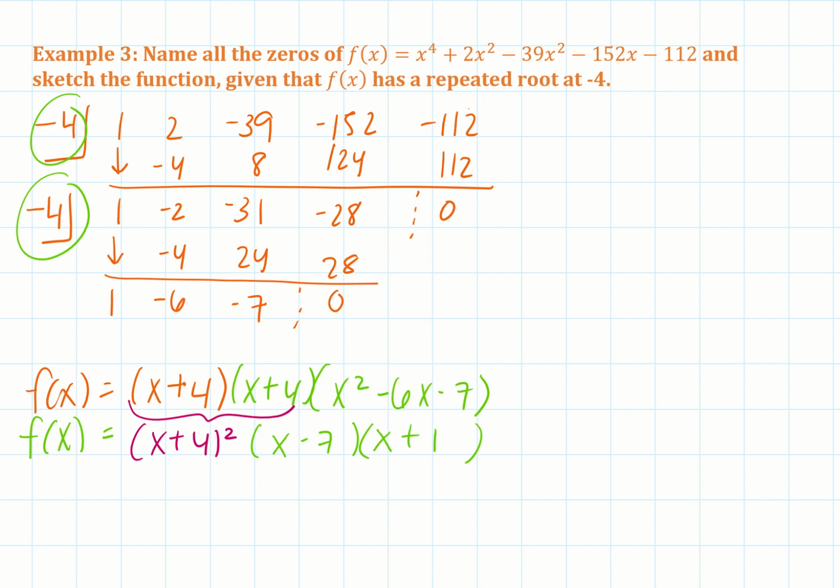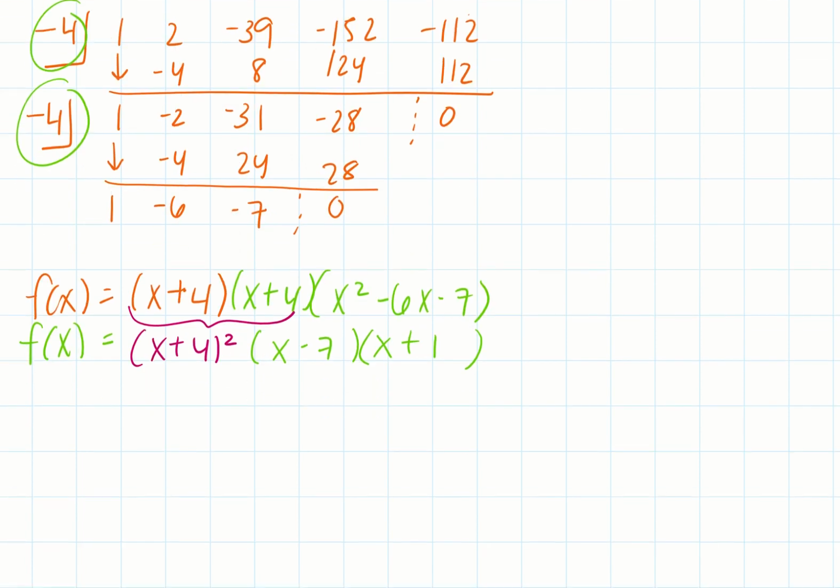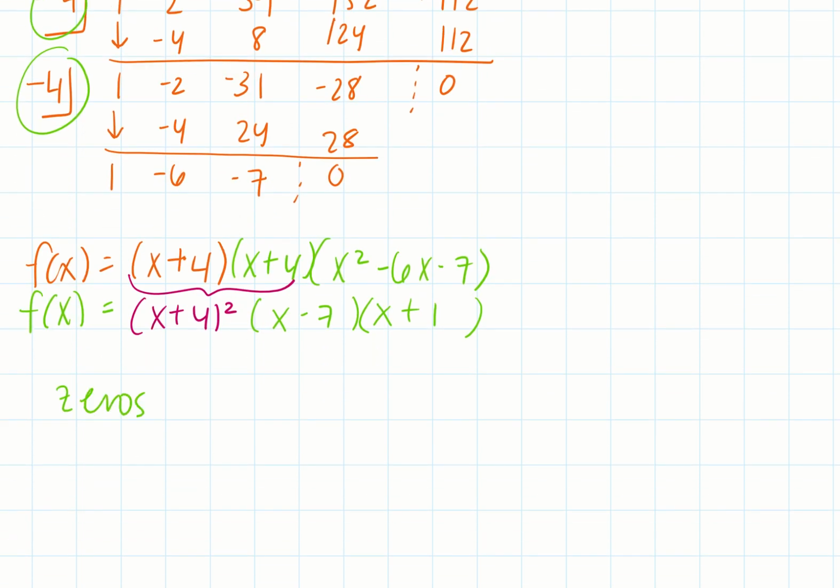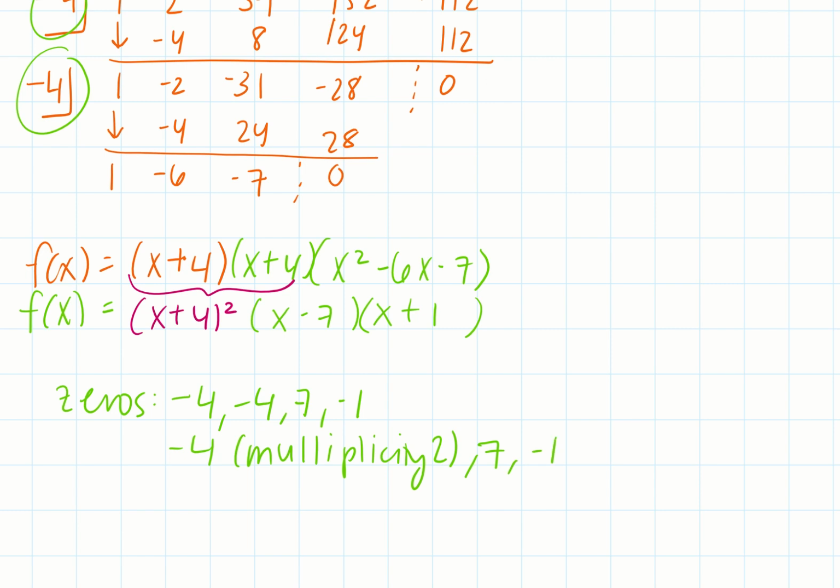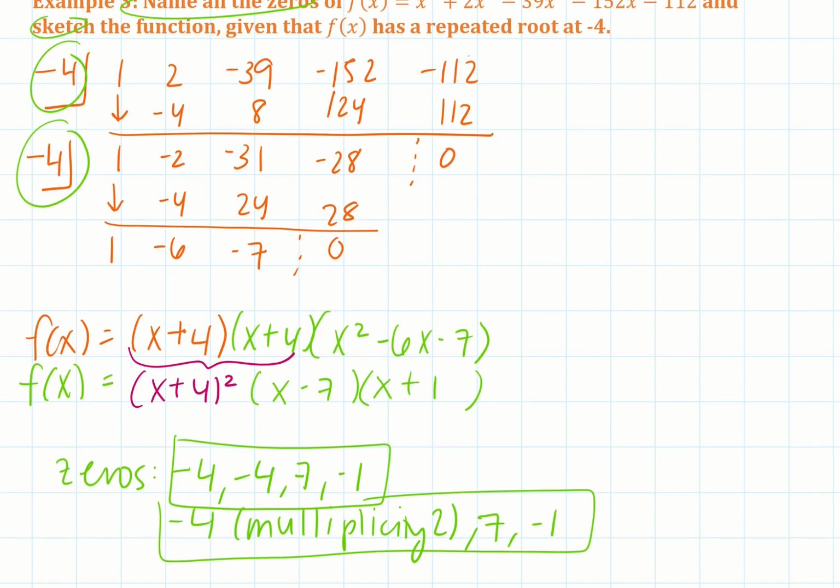Now I'm trying to name all the zeros and sketch the function. So I can see the zeros here. I can either write that the zeros of the function are negative 4, 7, and negative 1, or you could say negative 4, which has multiplicity 2, 7 and negative 1. This way, you can box them either way. We can see that you're accounting for all 4 zeros since the function is degree 4.